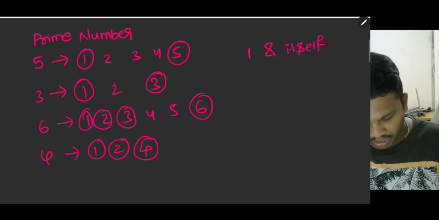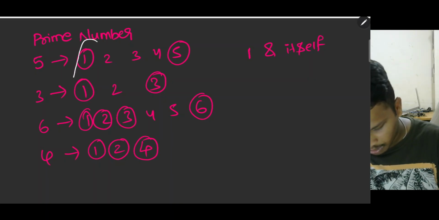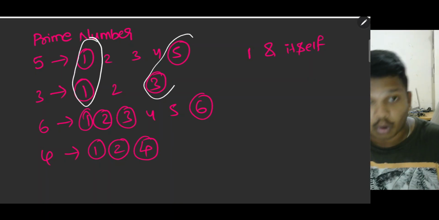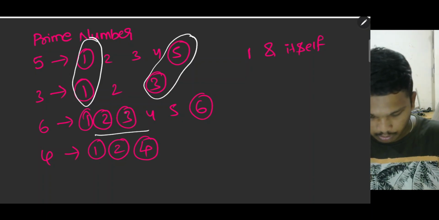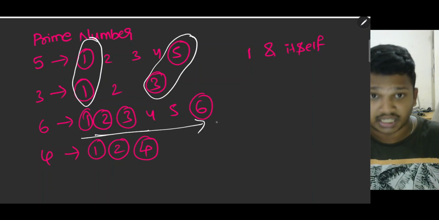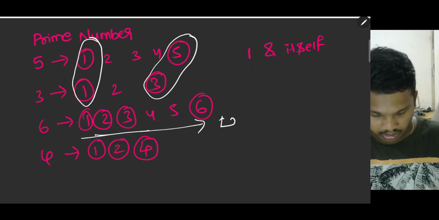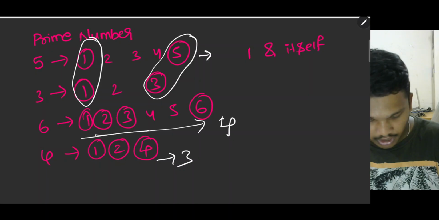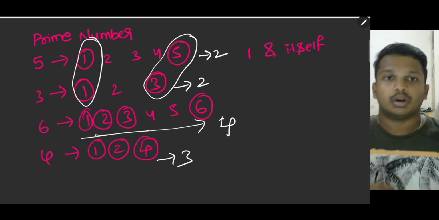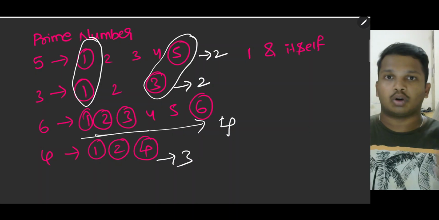If you observe the pattern, see here, all the prime numbers are divisible by only two numbers, only 2. If it is not a prime, it is divisible by more than 2. For example, see 6, it is divisible by 4 numbers. 4 is divisible by 3 numbers. In case of 5, only 2. In case of 3, only 2. If it is a prime number, it is divisible by only 2 numbers.